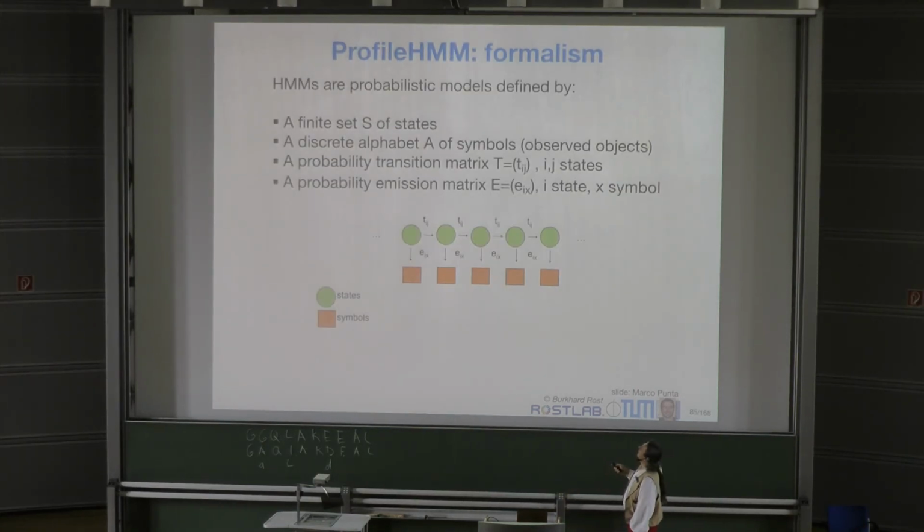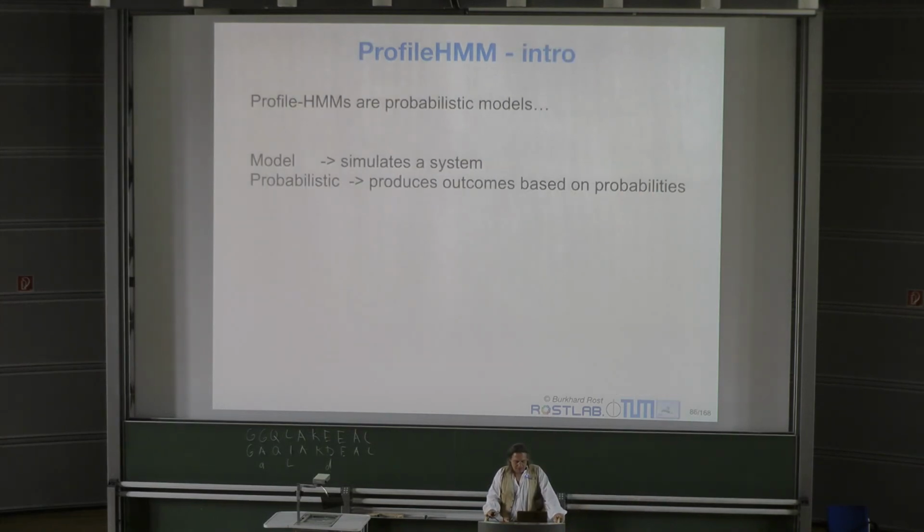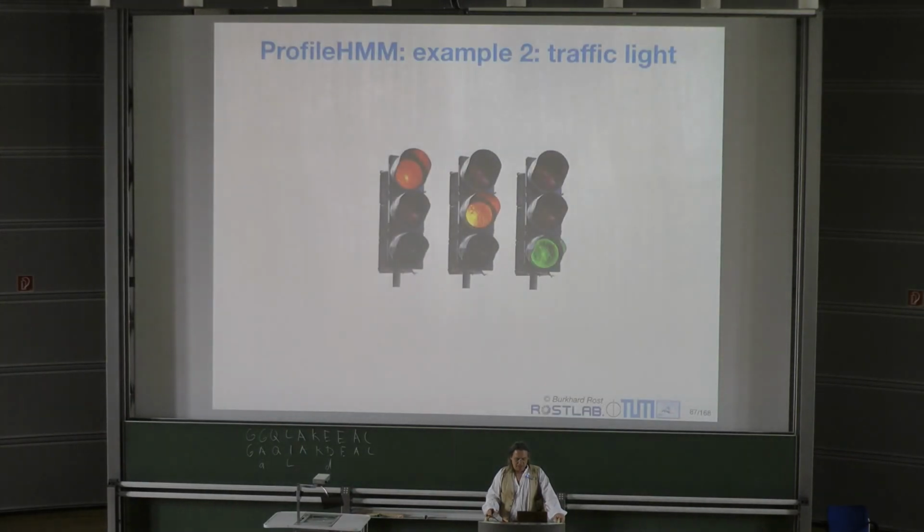In terms of sequences, again, you have a transition probability. In terms of sequence alignments, you write everything here, the states and the symbols, as a discrete probability model. What about this one here? A traffic light.